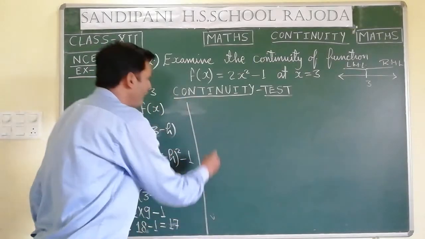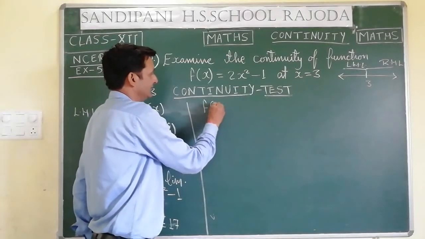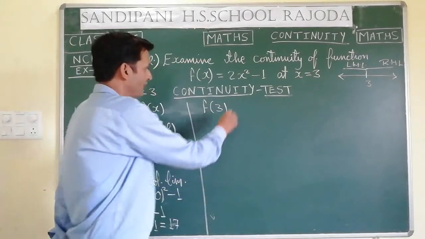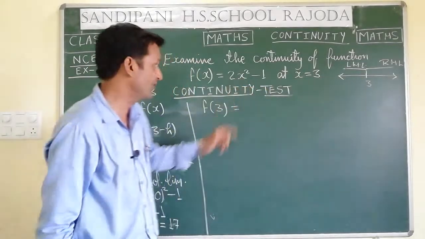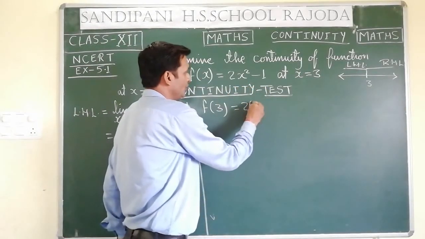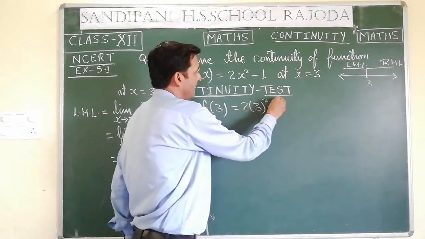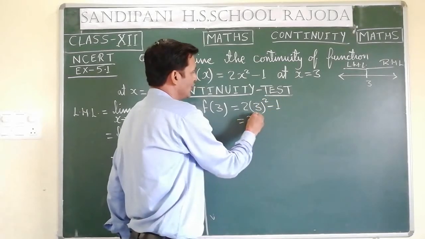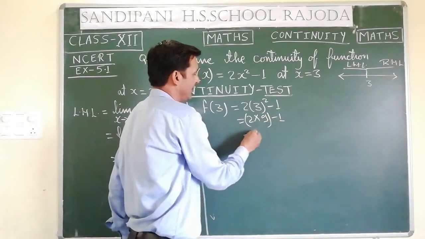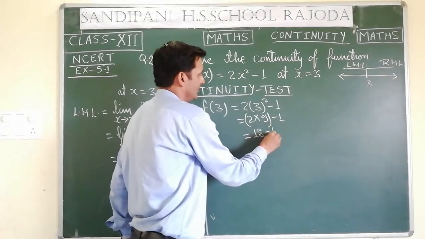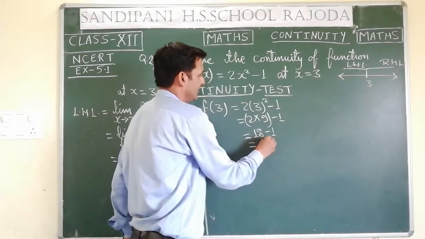Now f of 3 we have to find. F of 3 means we have to directly write 3 in place of x in this given function. So it will be 2 into square of 3 minus 1, that is 2 into 9 minus 1. So it will be 18 minus 1, which is equal to 17.